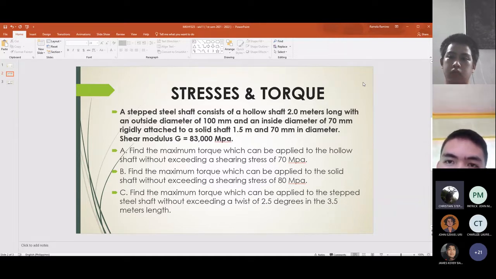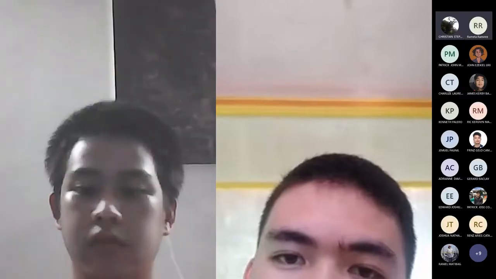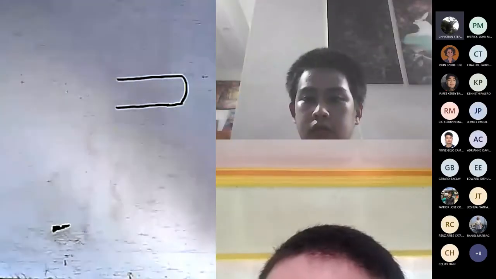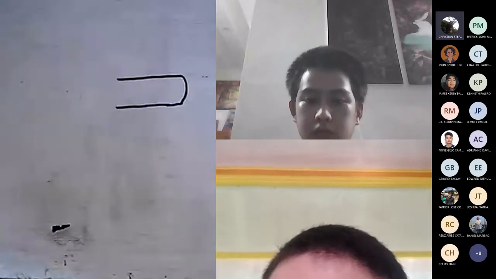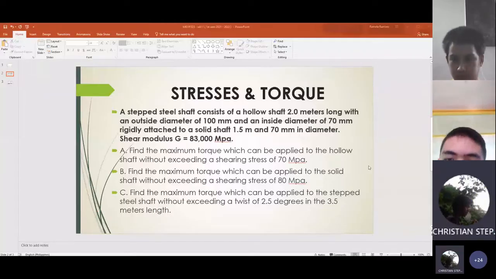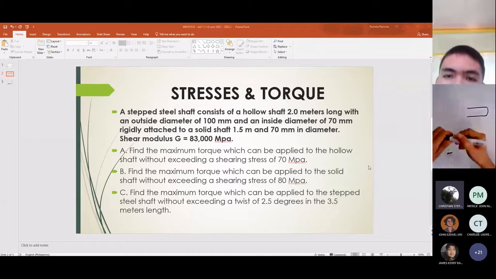Cylindrical. Nakikita nyo ba yung drawing ko? Hindi po, ma'am. Ay, wala akong camera. Eto, nakikita nyo na ngayon. Yes po, ma'am. So, kahit nakaganito, pero nakikita nyo pa rin, okay na.